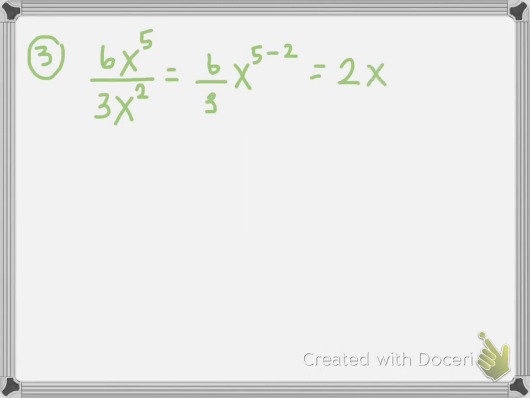If you have a coefficient in front, you're actually going to divide those 2 numbers. So you're going to say 6 divided by 3 times x to the 5th minus 2. So 6 divided by 3 is going to give you a 2. And then x to the 5 minus 2 is going to give you a 3.